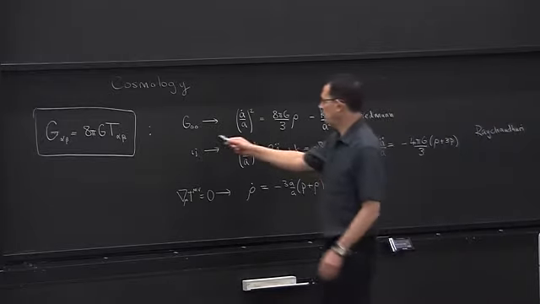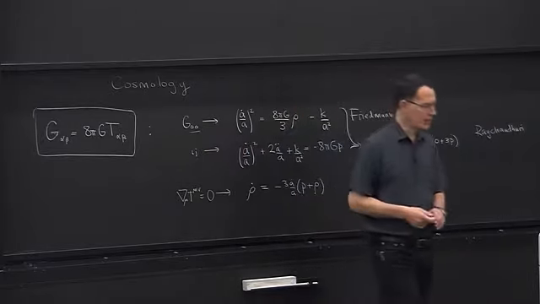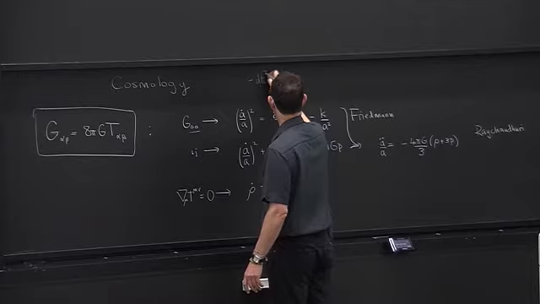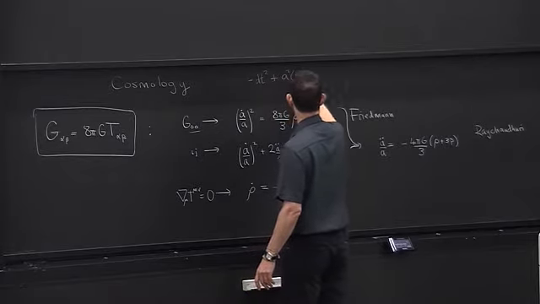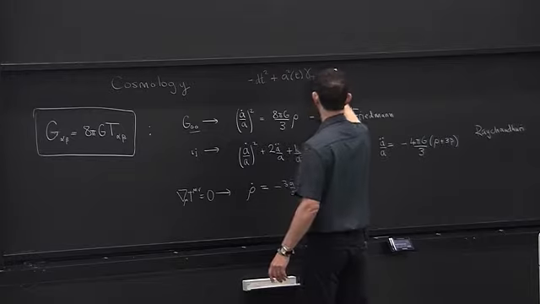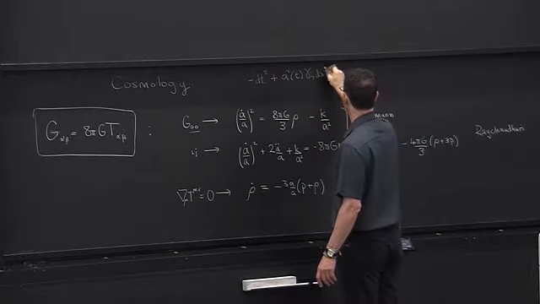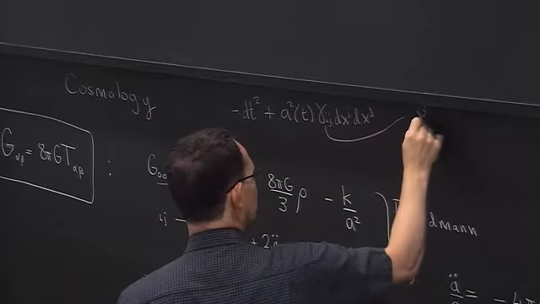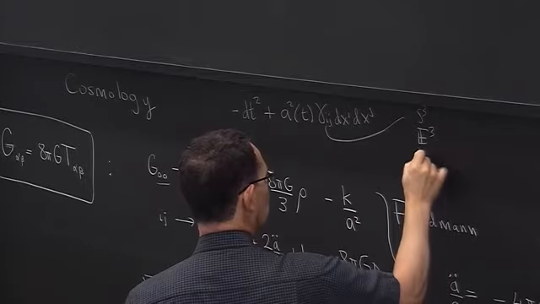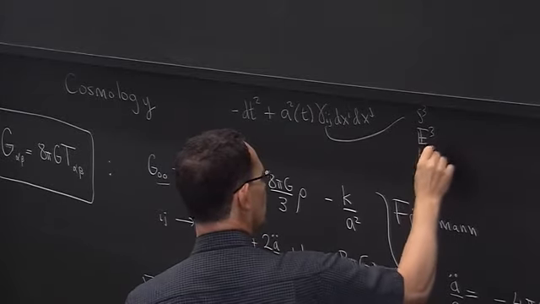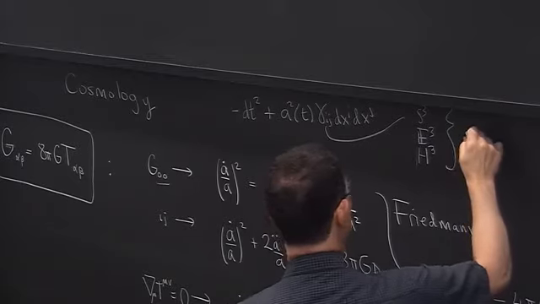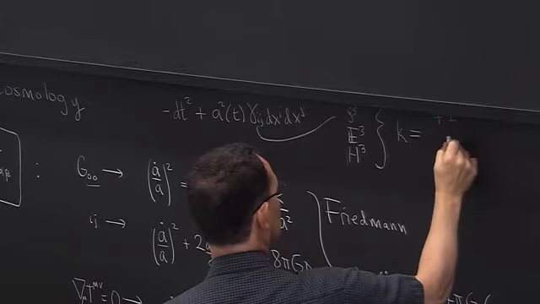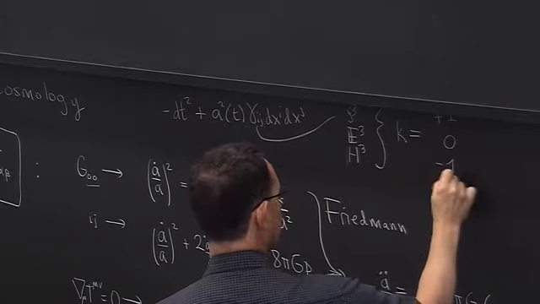So we took the 0,0 components of the Einstein tensor and computed it. Remember, we assumed the metric was this, where this was S3, E3, or H3, and these correspond to k equals +1, 0, or -1.